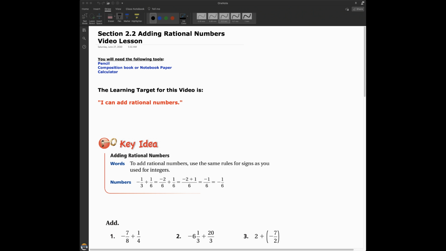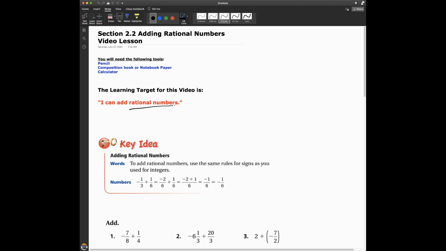Hello, everybody. It's Mr. Odom, and I am going to go over section 2.2, which is adding rational numbers. As always, you'll need a pencil, your composition book or notebook paper, and a calculator. And the learning target for this video is I can add rational numbers.